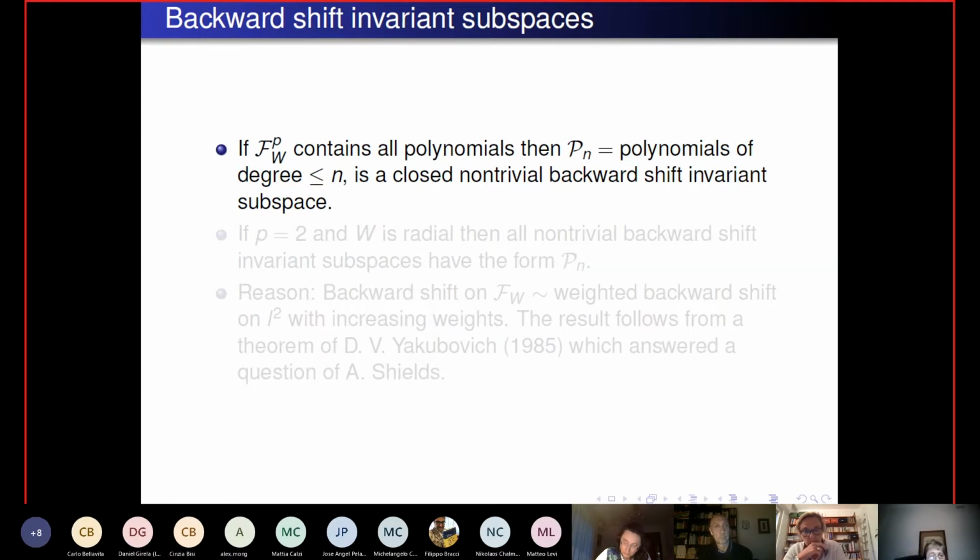Okay, now the topic of the talk is these two types of subspaces. The backward shifting invariant subspaces, which should be less in some sense because the condition is more restrictive, and the other one, the nearly invariant subspaces. And these are the two parts of the talk. I'm going to start with the backward shifting invariant subspaces because they are simpler.